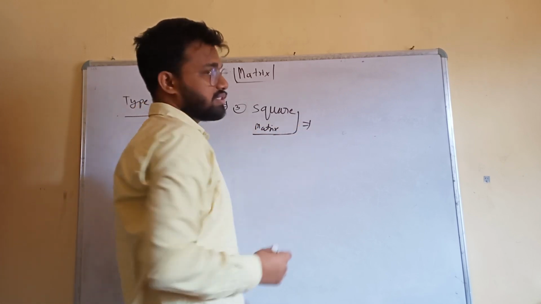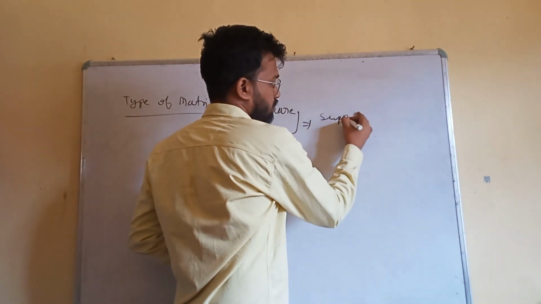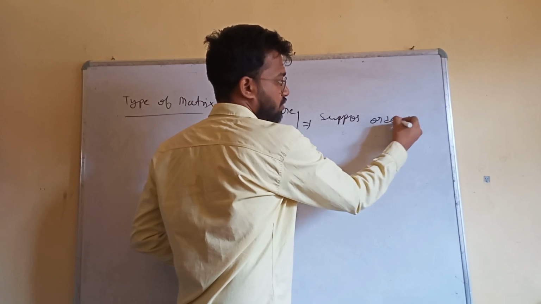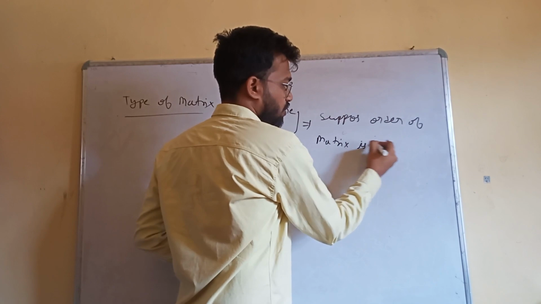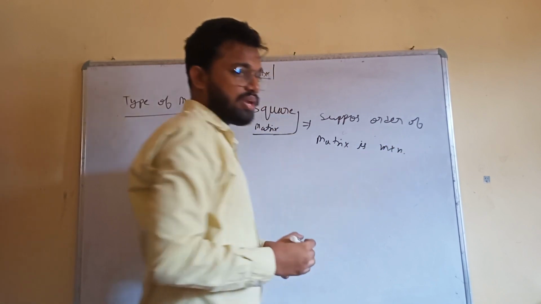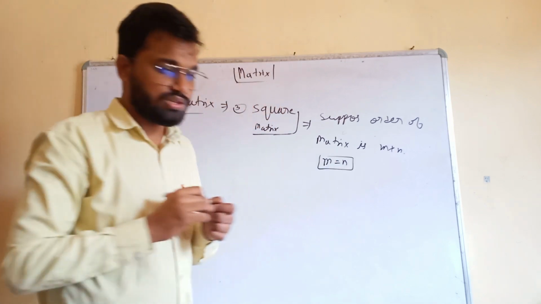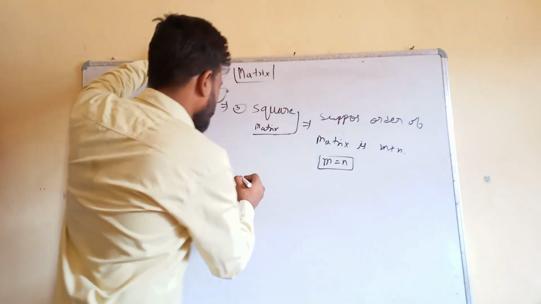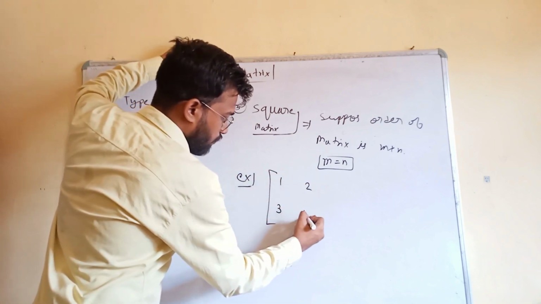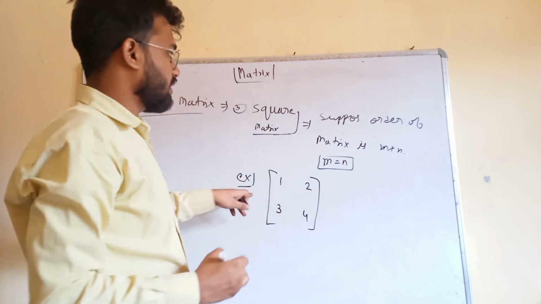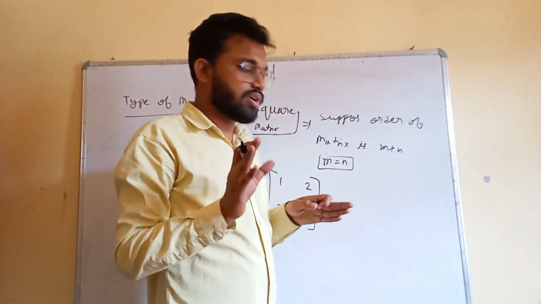When the order of a matrix is m cross n, then it will be a square matrix if m is equal to n. If m is equal to n, then it is called a square matrix. Let's take an example. Suppose 1, 2, 3, 4. Now let's find the order of this matrix. If m cross n is the order and m is equal to n, then it is a square matrix.